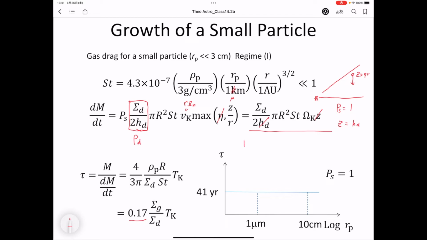Then for the Hayashi model, sigma sub g over sigma sub d is 1700 over 7 at 1 AU. Then we can substitute this into here. Then we can calculate the growth timescale for the small particle is 41 years. So it's independent of the size of the particles. So even if you consider 1 micrometer or 10 centimeters, growth timescale is about 41 years. In this calculation, we assume the sticking probability p sub s equal to 1.